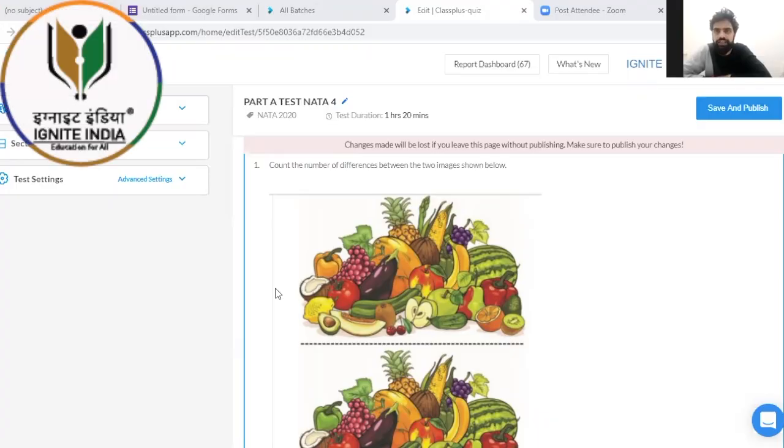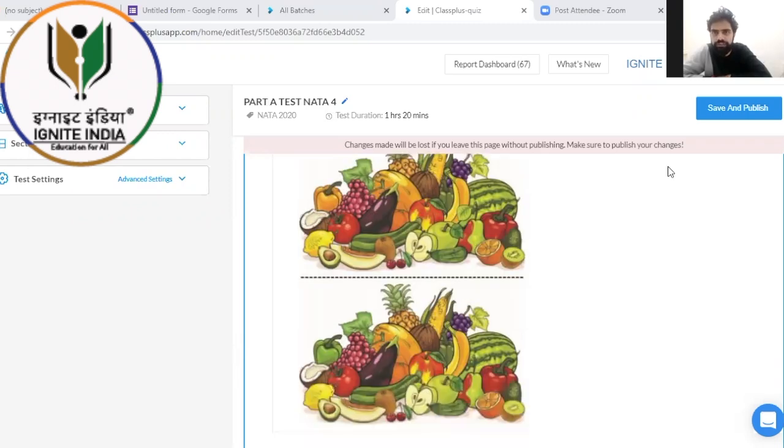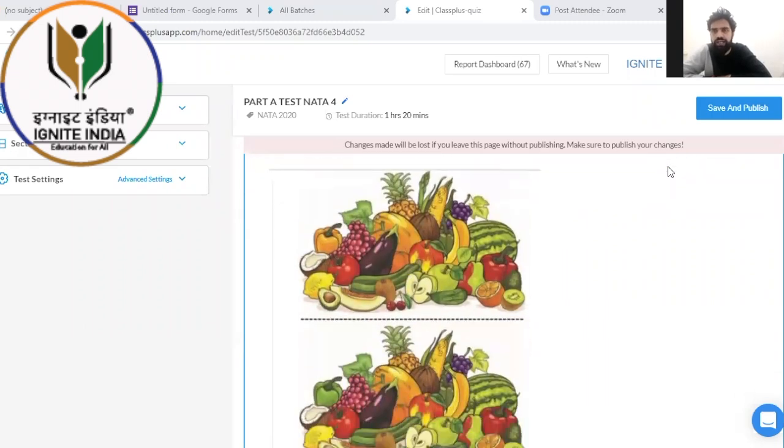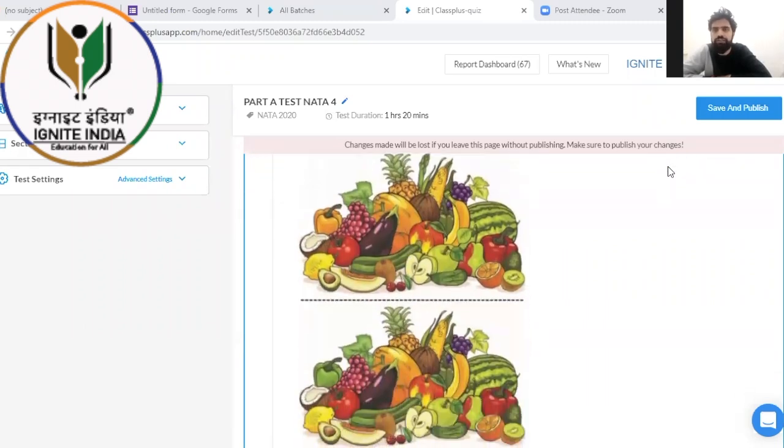So let's start today's PTQ or MCQ questions discussion. The first image on your screen is a 17 marks question, where as per the exam pattern you will get partial marks. Here we see on the screen, count the number of differences between the two images. We have two images and you are supposed to count the difference between them.